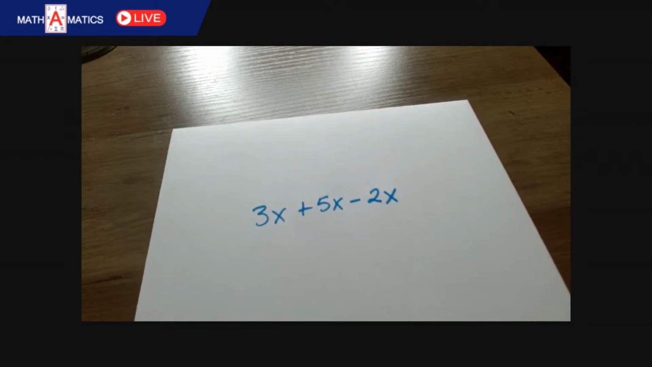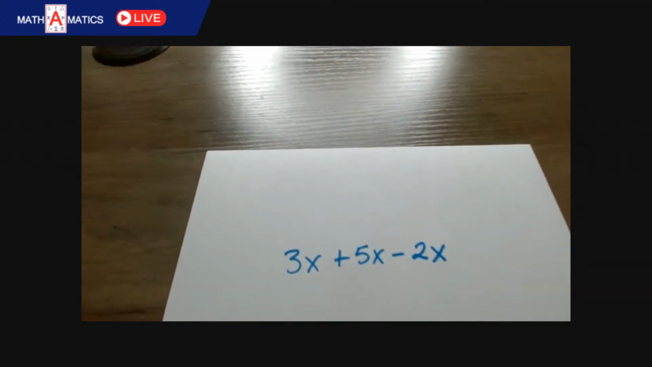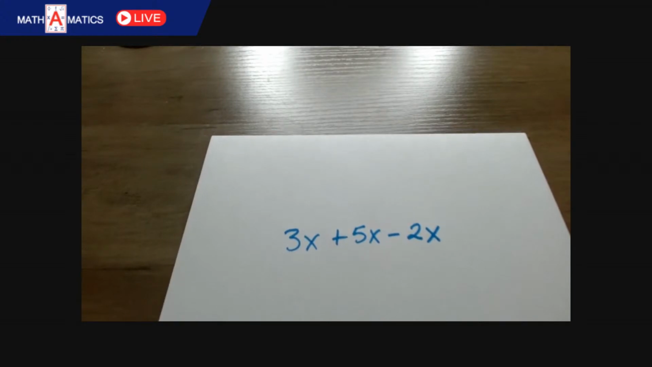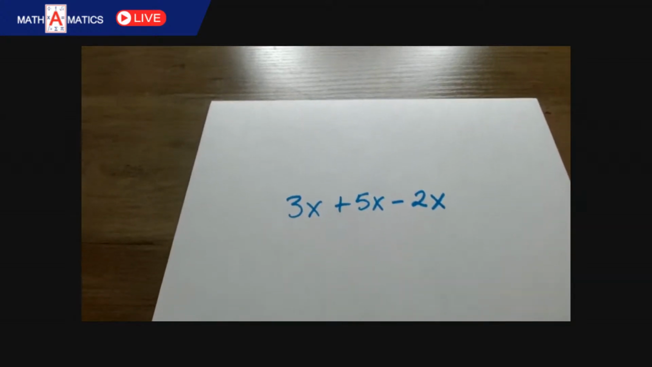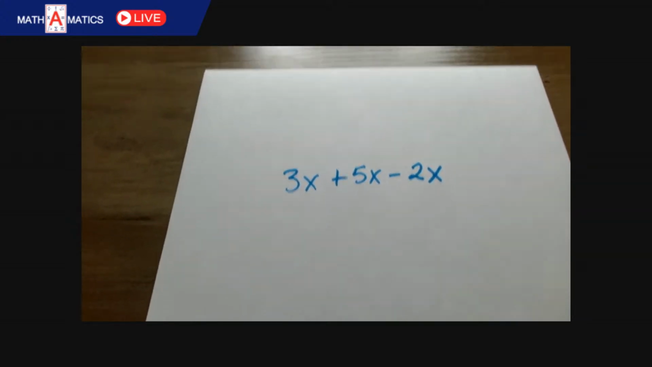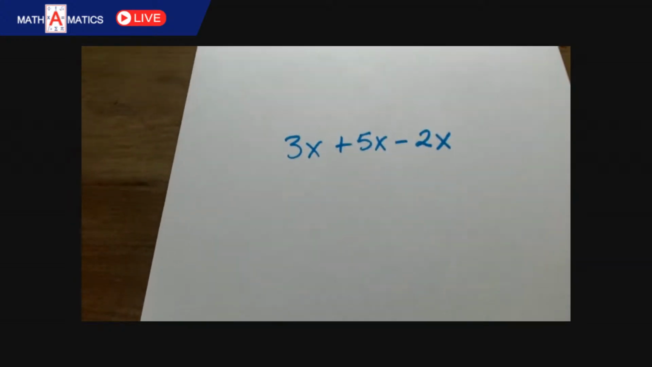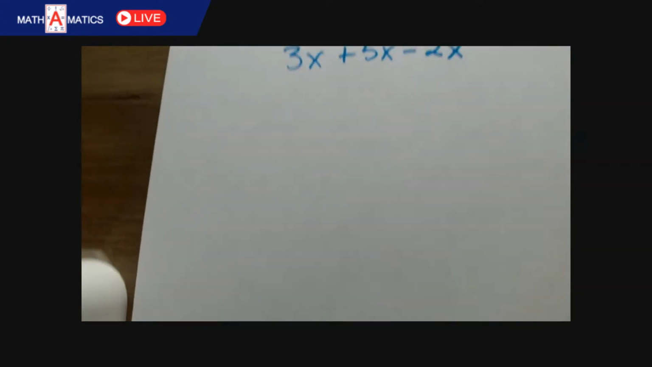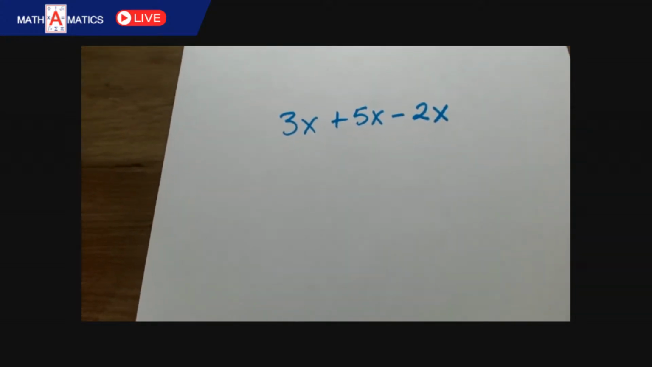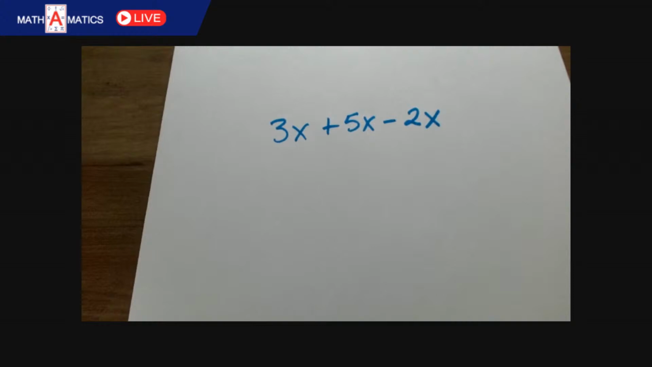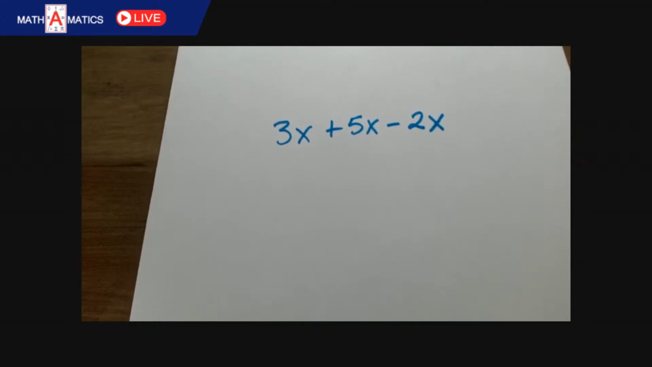We have 3x plus 5x minus 2x. So we are just simplifying expressions. One thing to note about expressions is they do not have the equal sign. So that's why we do not have an equal sign here. For this expression, it's a simple one, and I just wanted us to get started. We are combining like terms.